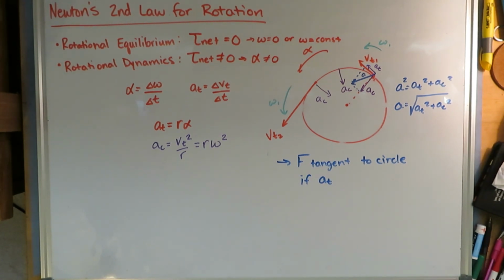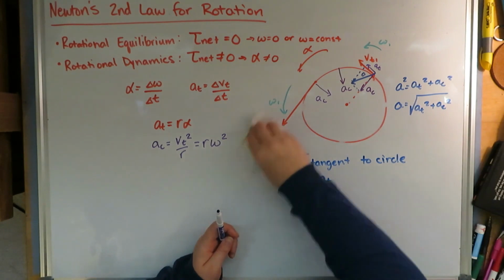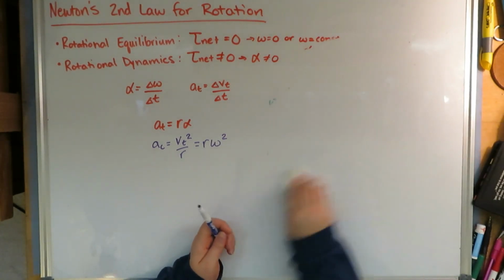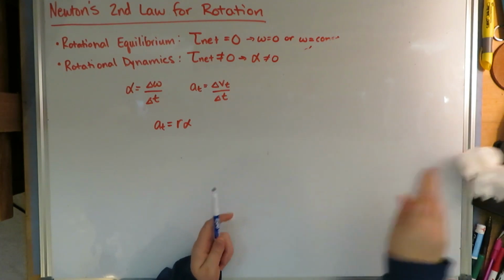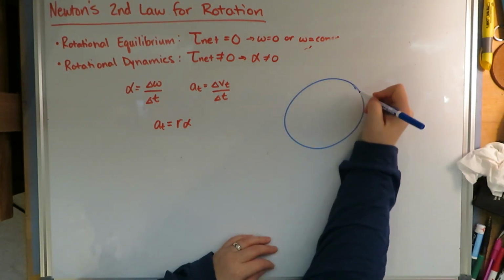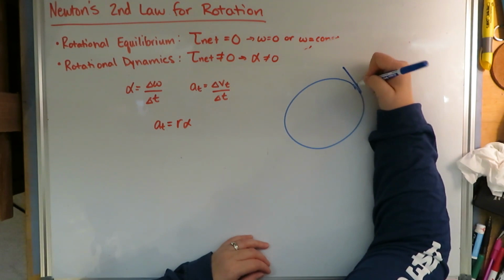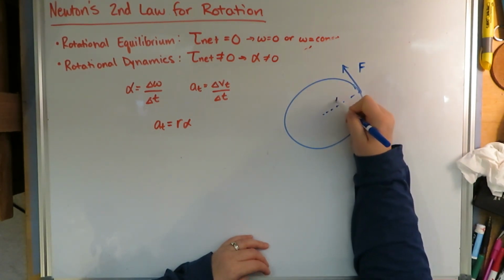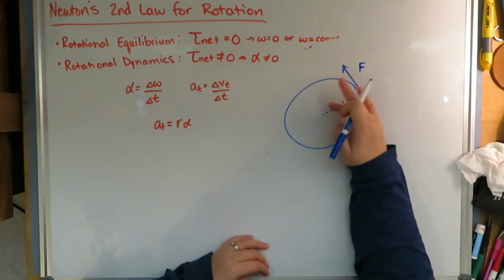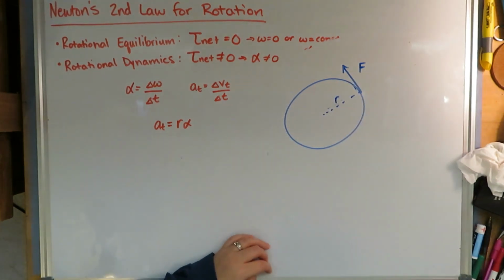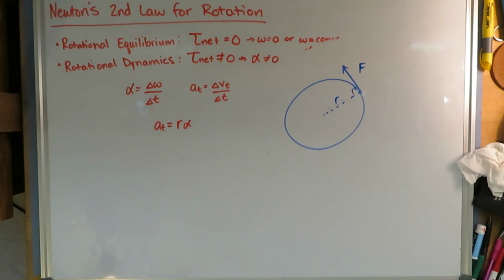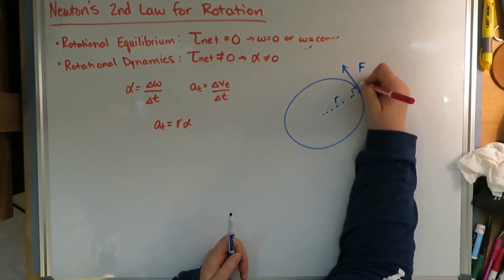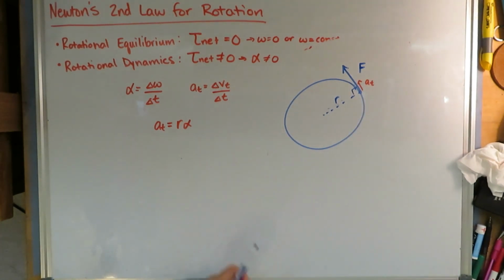So what I'm going to do is simplify this diagram a little bit, and I'm going to assume that I'm applying some force F tangent to the circle. So I'm applying F at some radius r, I'm going to use lowercase r. That F is tangent, so it's perpendicular here to the radius. And that force is going to cause a tangential acceleration, which is going to cause this object to change speeds.